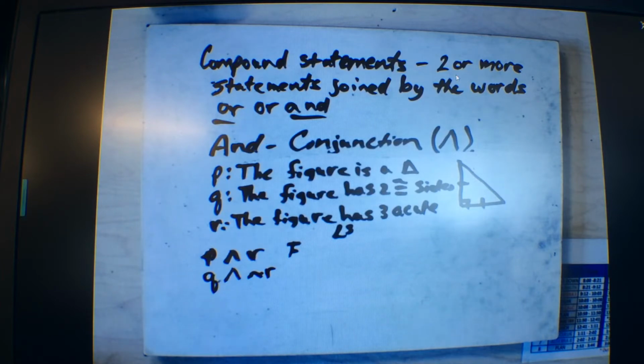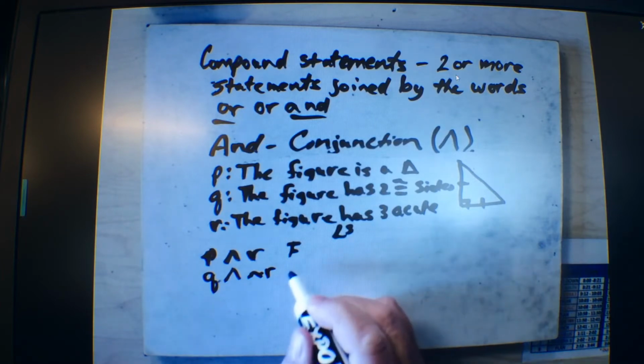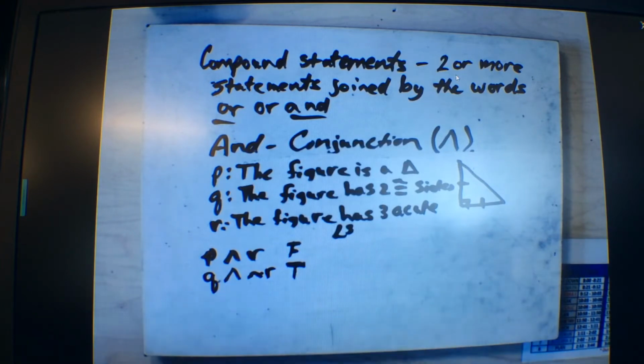Is that true or false? True. That is true. Look what happens when we negated that. Okay? Look what happens when we negated that. Any questions about that? All right. And what was that called? Conjunction. A conjunction. All right.